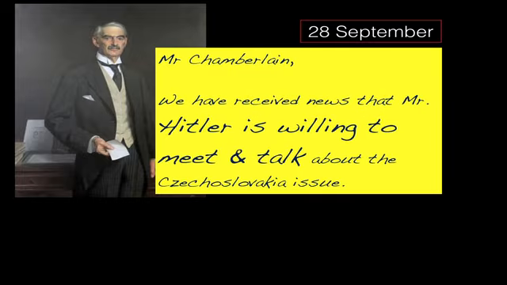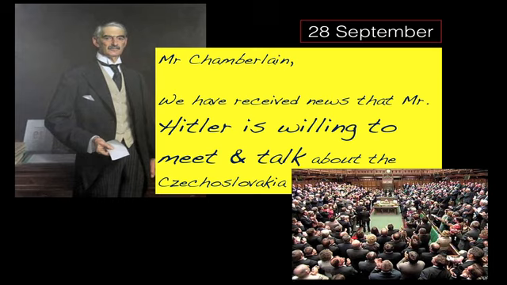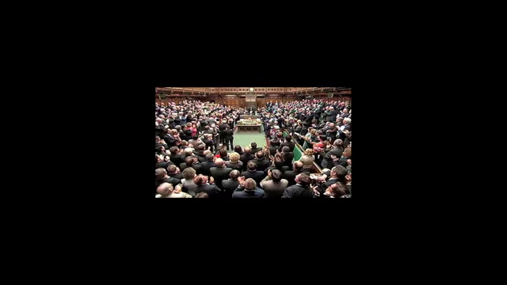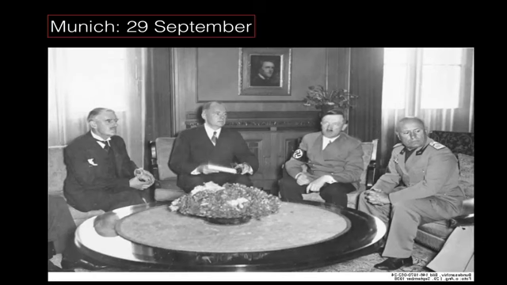Chamberlain is speaking to the British Parliament on the 28th of September about the whole Czechoslovak crisis when he gets a note handed to him, and the note says, we've received news from Hitler. He is willing now to meet and talk about the whole issue of Czechoslovakia. When Chamberlain reads this note out to the British Parliament, there's wild cheering and applause. People are really happy to see that what seemed like a war has been avoided. The very next day, Chamberlain flies out to Munich for a 4-power conference.